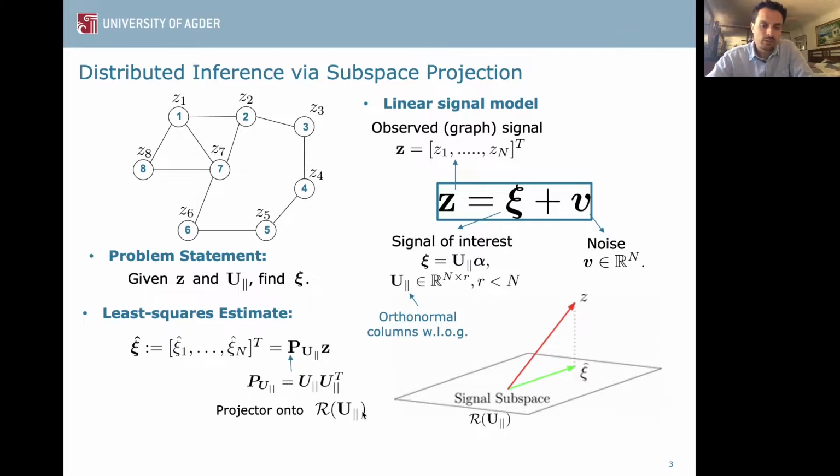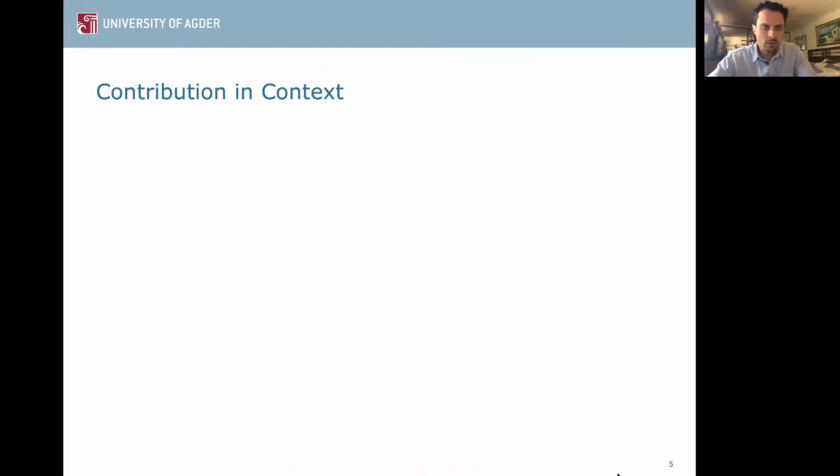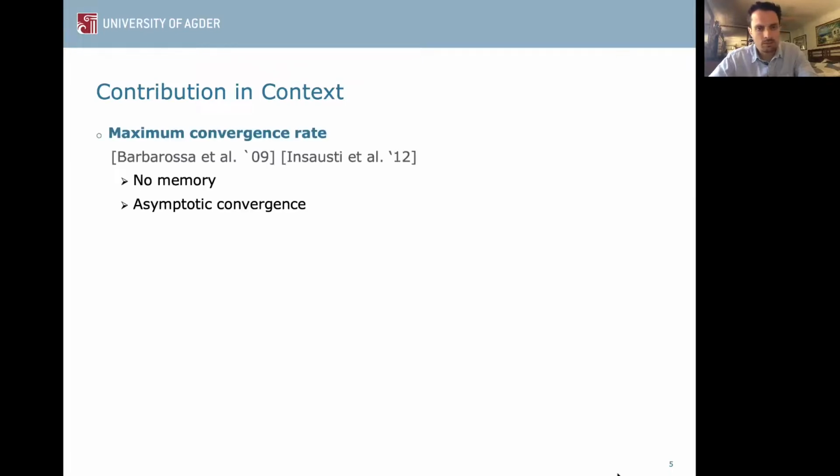So the problem of subspace projection is essentially a least squares problem, and therefore it finds a large number of applications in inference with wireless sensor networks. So the problem here is to compute these subspace projections in a decentralized fashion, so using only local interactions among sensors. Several works in the literature considered the decentralized subspace projection problem.